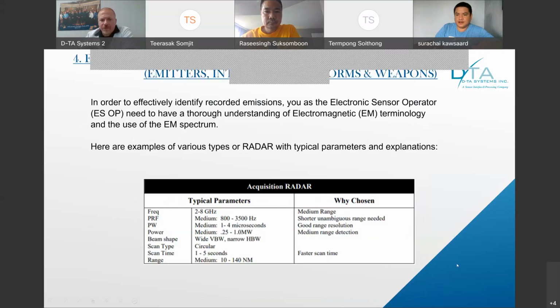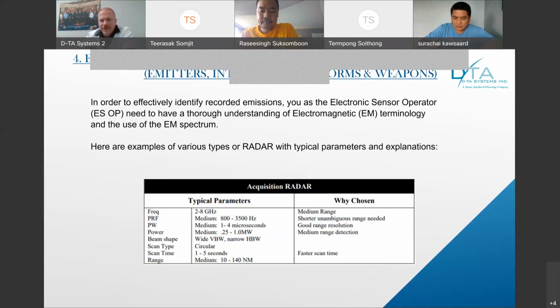So in order to effectively identify recorded emissions, your electronic sensor operator, or ESOP as we refer to them here in Canada, needs to have a thorough understanding of electromagnetic terminology and the use of the EM spectrum. Here are a few examples of various types of radars with the typical parameters and an explanation.